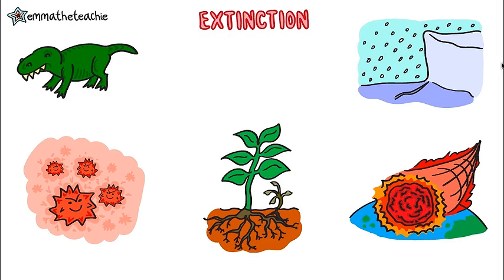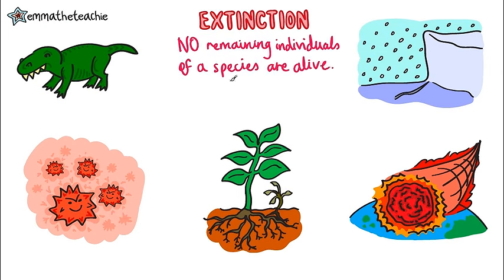Now we're going to look at extinction. Extinction occurs when there are no remaining individuals of a species still alive. There are loads of examples of this, but the most commonly known ones are the dinosaur species. You need to know how extinction can occur, so let's look at the 5 methods.